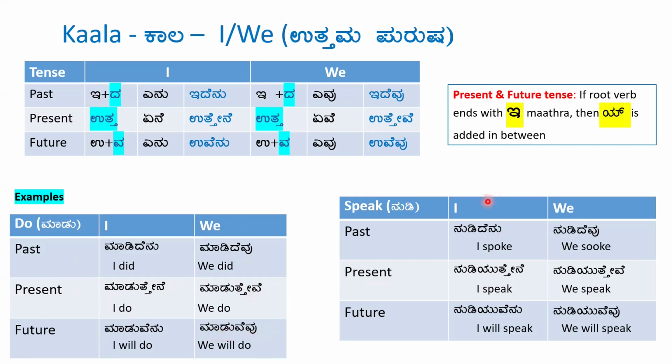As I told you before, if the root verb ends with e matra, then u is added in between for present tense and future tense. So nudi will be ನುಡಿದೆನು, ನುಡಿಯುತ್ತೇನೆ, ನುಡಿಯುವೆನು, if the action is done by me. If the action is done by us, past tense ನುಡಿದೆವು, present tense ನುಡಿಯುತ್ತೇವೆ, and future tense ನುಡಿಯುವೆವು.